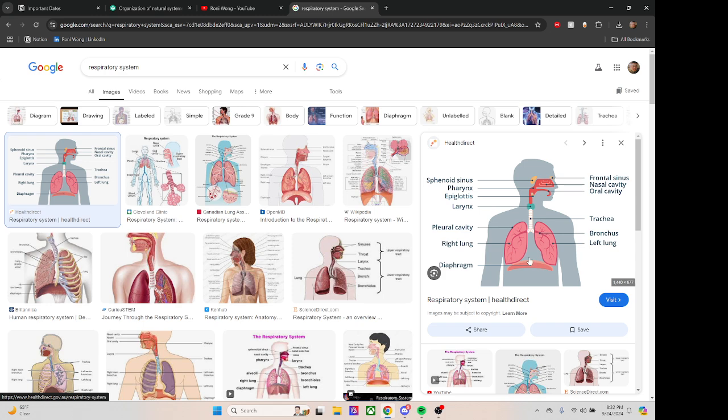Down here we've got the diaphragm. It's connected to your breathing, right? It's the primary muscle used for breathing. It'll expand when you're breathing.